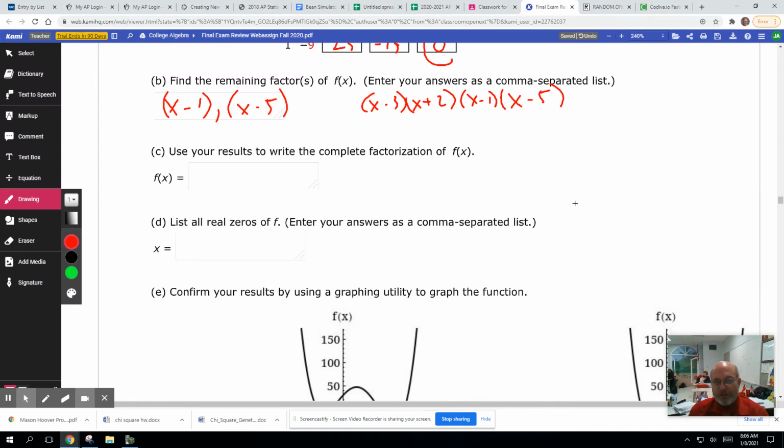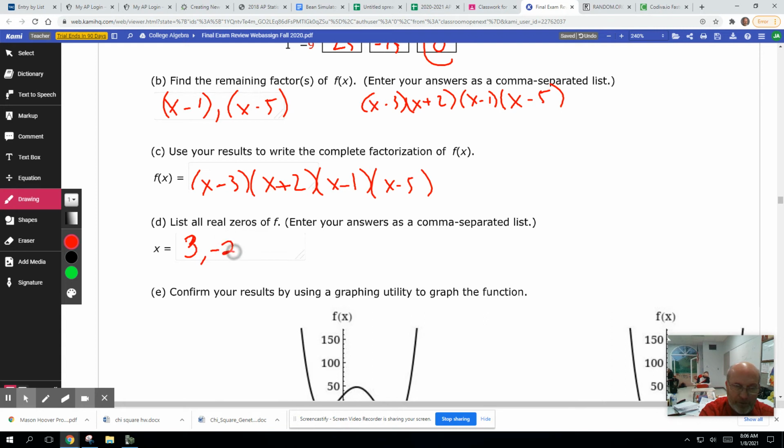It says use your results to write the complete factorization of f of x. That's what we did here. But f of x is going to equal x minus 3 times x plus 2 times x minus 1 times x minus 5. And we know from what we did in class, when we have it written in factored form, we can set each factor equal to 0 and solve, which would make the real zeros positive 3, negative 2, 1, and 5. Whatever numbers we could plug into those factors to make them 0.